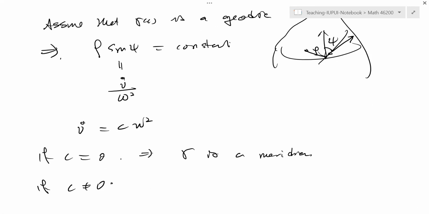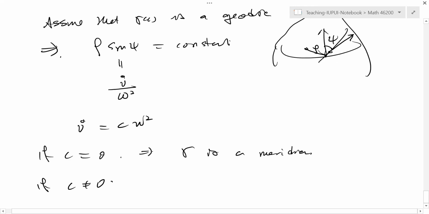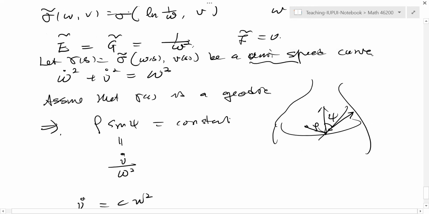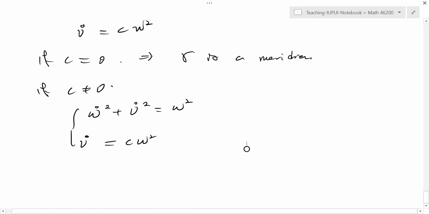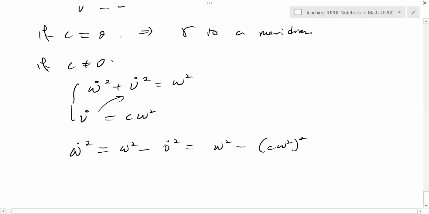I'm trying to solve it, but how can I solve it? Well, we have this equation, and combining the two equations, we may be able to solve it. So W dot squared is going to be W squared minus V dot squared, and V dot is C W squared, so I get W squared times (1 minus C W squared).